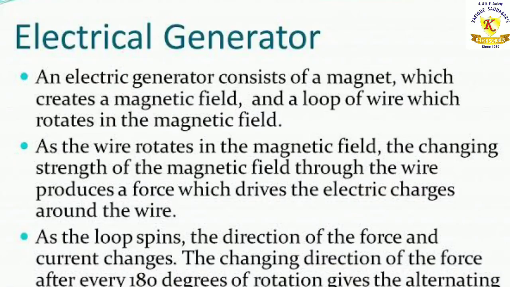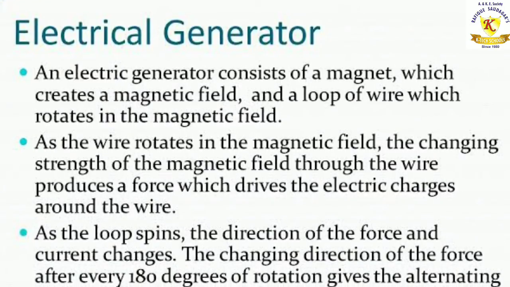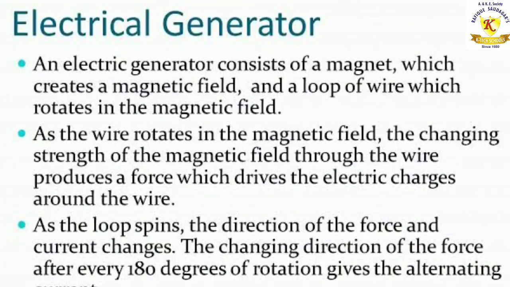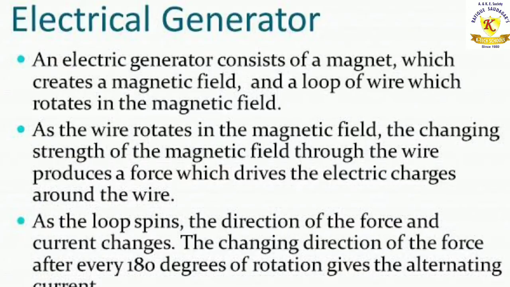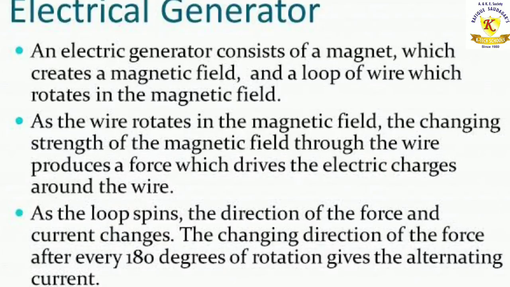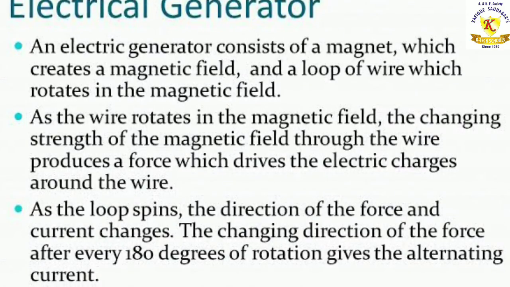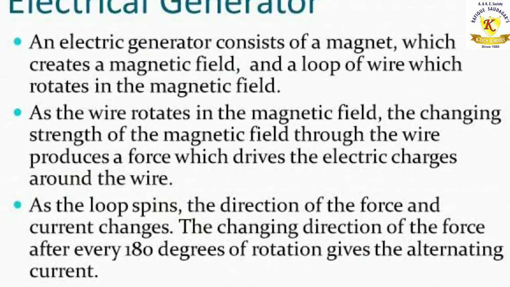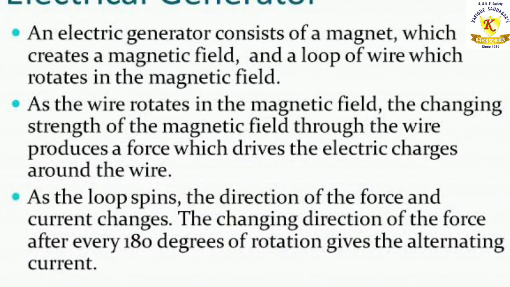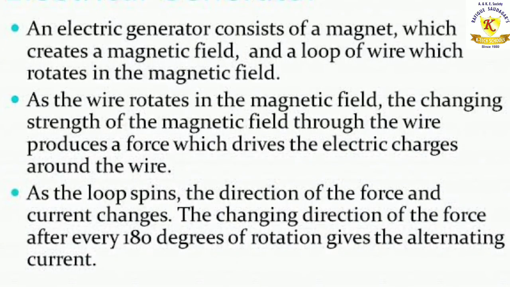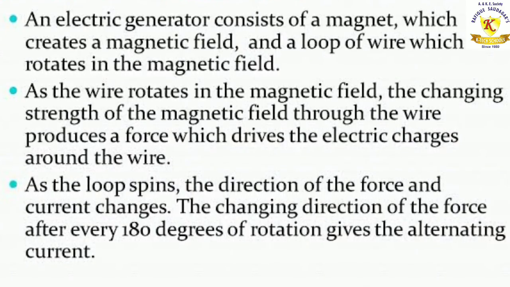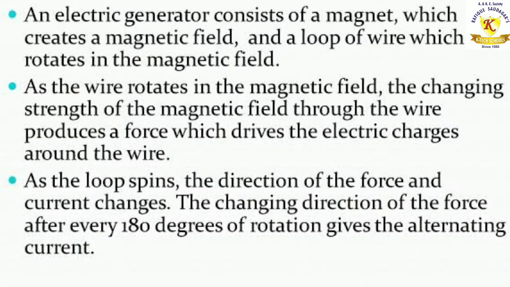Electric generator. An electric generator consists of a magnet which creates a magnetic field and a loop of wire which rotates in the magnetic field. As the wire rotates in the magnetic field, the changing strength of the magnetic field through the wire produces a force which drives the electric charges around the wire. As the loop spins, the direction of the force and current changes. The changing direction of the force after every 180 degrees of rotation gives alternating current.